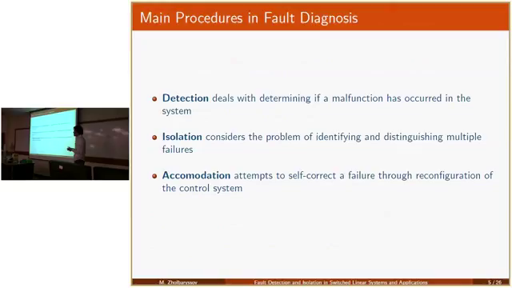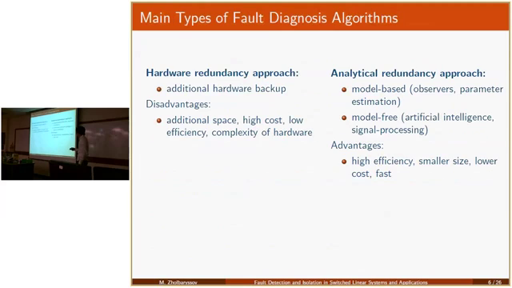The main steps in fault diagnosis can be broken up into 3 steps. The first one is detection, which deals with determining if a malfunction has occurred in the system. Isolation considers the problem of identifying a failure, and accommodation attempts to correct a bad effect of failure. Any fault diagnostic system may include some or all of the above tasks, and in our work, we're interested in the first 2 tasks.